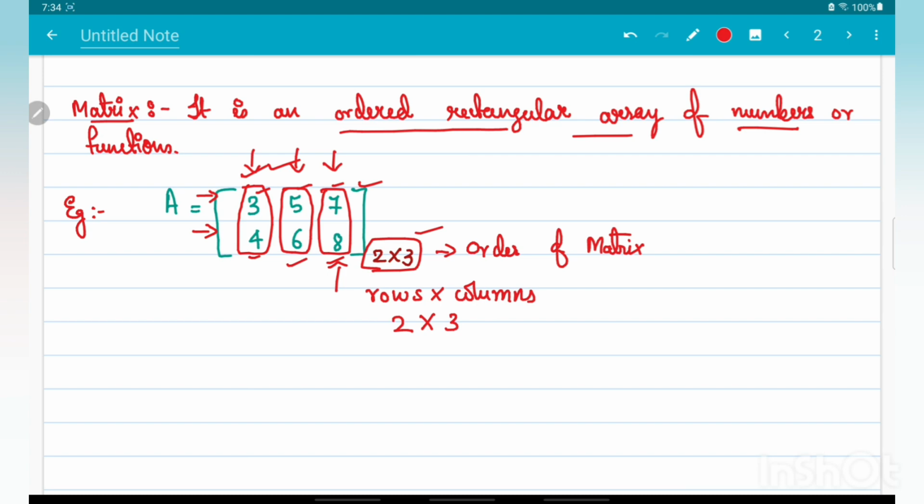Now in order to read it, you don't read it as 2 into 3. You read it as 2 by 3. And you never multiply them. You never multiply 2 into 3 and write 6 as the order of matrix. That becomes wrong. You always write it as rows into columns. And when it comes to spelling, you always spell it as 2 by 3. So if someone asks you what is the order of the matrix, you have to say that the order of this matrix A is 2 by 3. Okay, so that is the way of writing the order of matrices. So first of all we have understood what is rows, what is column, what is order of matrix.